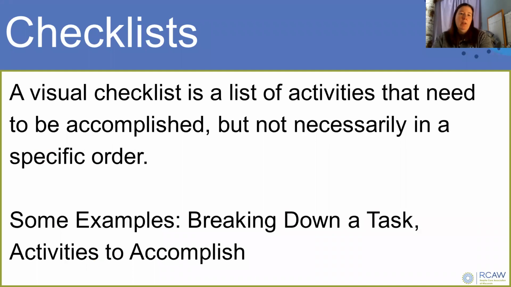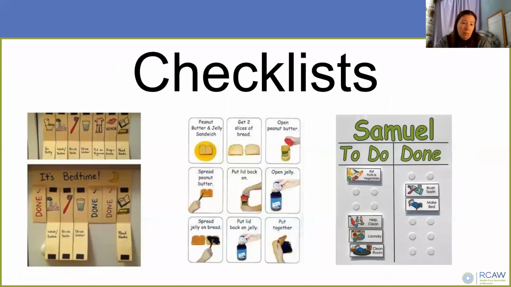The next category is checklists. So with checklists, this would be a visual checklist of activities or tasks, whatever it might be, but it may or may not need to be accomplished in that specific order. So it might be breaking down a task or activities to accomplish in the day. This would be an example of a bedtime routine. It doesn't matter what order these things are done in as long as they get done.